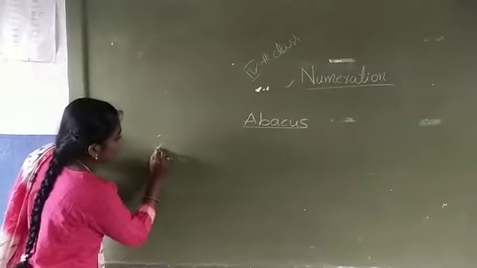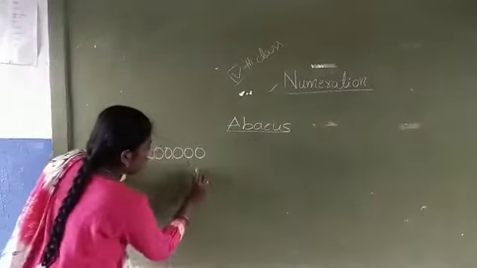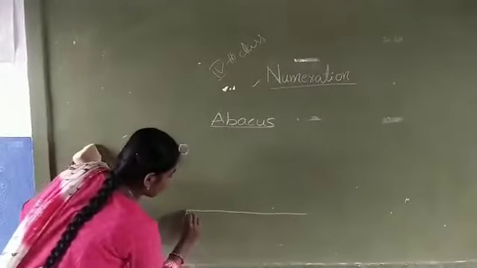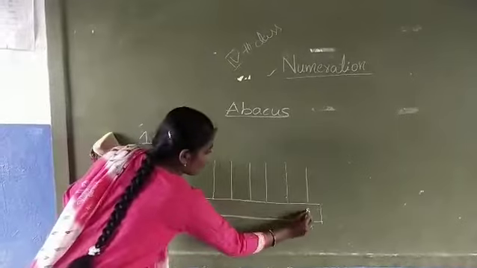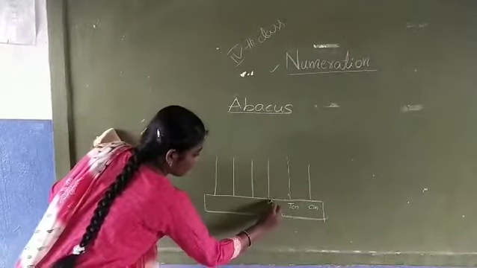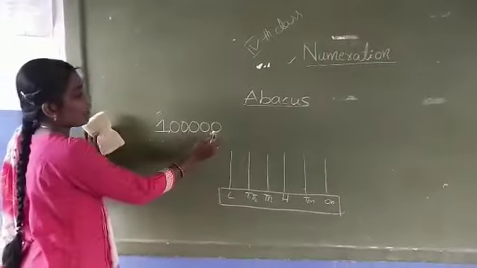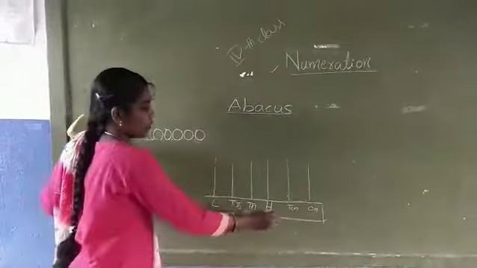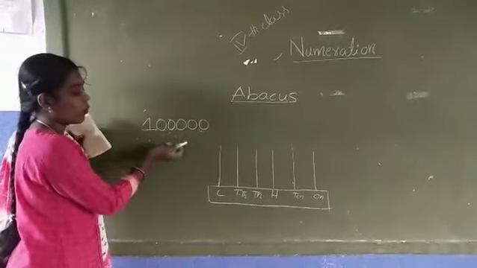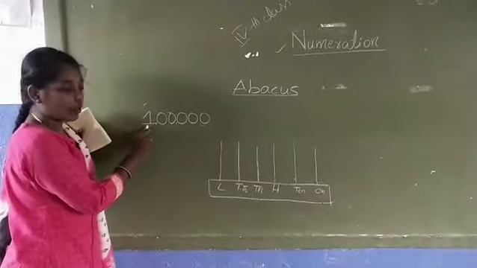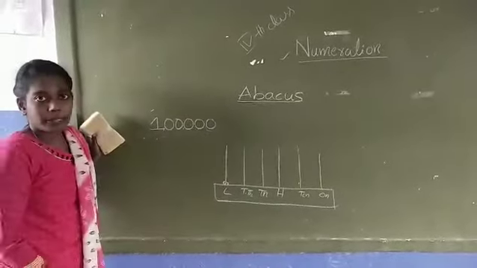Let us take another example: 1 lakh. In this 1 lakh we have six digits, so you have to draw six bars on this abacus: ones place, tens place, hundreds place, thousands place, 10,000s and lakhs place. In ones, tens, hundreds, thousands and 10,000s place you have zero, so nothing to draw. Lakhs place one, so you draw one bubble on the lakhs bar. 1 lakh can be represented like this on the abacus.